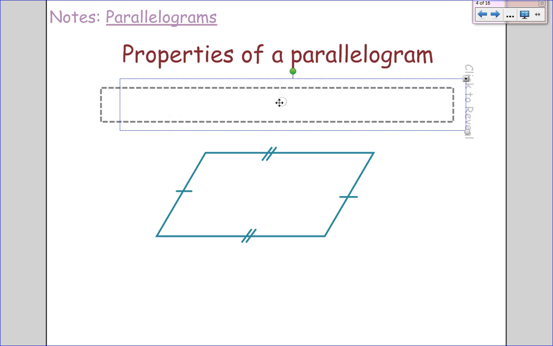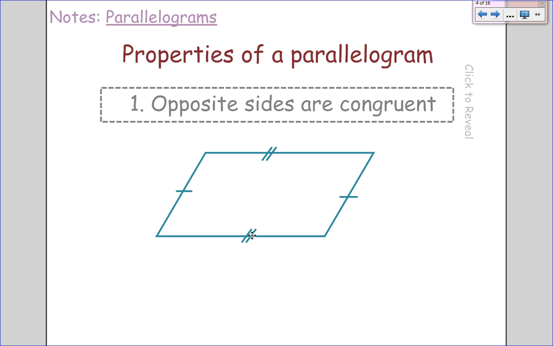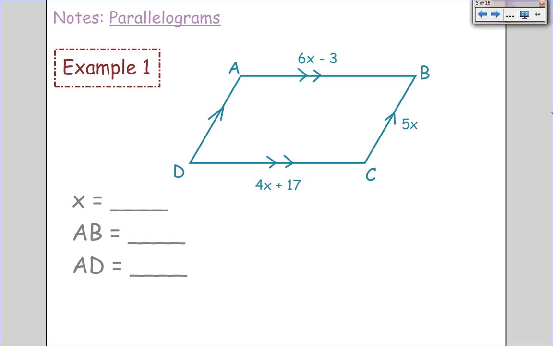One of our properties we know is that the opposite sides of a parallelogram are congruent. So this side's congruent to this side, and this side to this side, and that's true for a parallelogram. So let's try an example here.